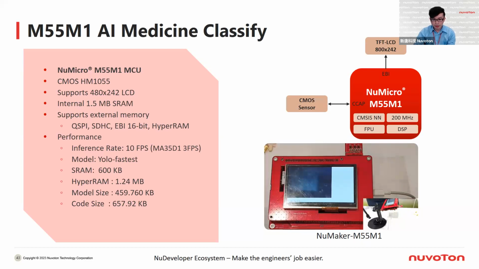In this slide, we present an AI medicine classification example developed using the M55M1 MCU. As you can see in the video on the right, it successfully classified different types of medicine. The system used a CMOS camera for input and displayed the result on the 4-inch TFT LCD. The performance is similar to the hand gesture example. So here is the data you can reference.